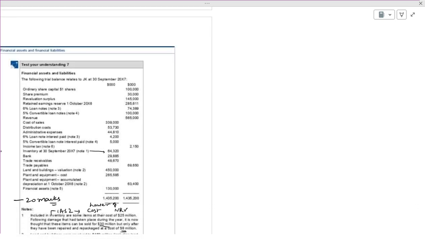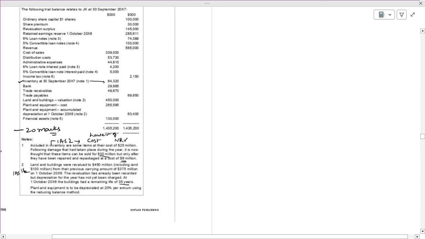The moment it is done, put one tick mark here. Now what they have said is there is a damaged inventory. How much is the damage at cost? Cost is 25,000. They can sell it for 30,000. But in order to sell it for 30,000, they have to make a repackaging. Cost is how much? 8,000.